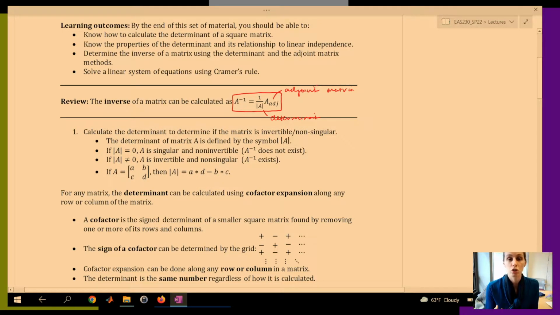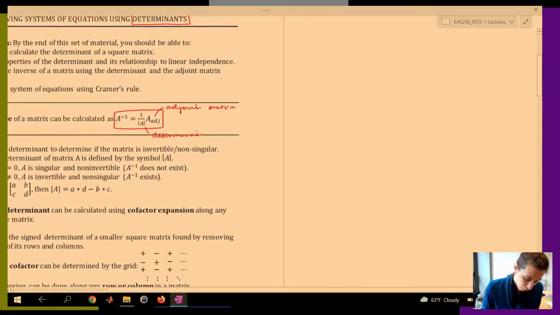The process to calculate the inverse is first calculate the determinant. If your determinant isn't equal to 0, you can go ahead and move forward. If it's not, then you can't. But once you do that, you can go ahead and find the adjoint and then put it together. So a little bit of review for a 2x2.